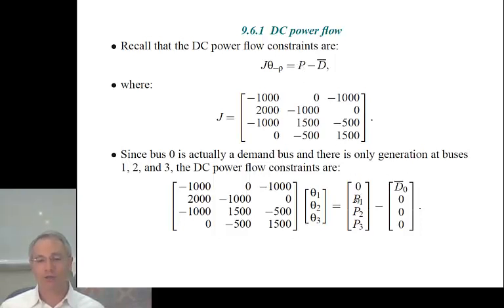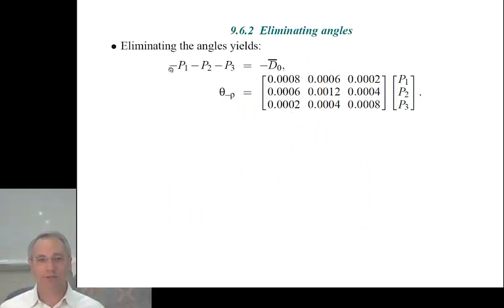The real power injections from the generators are at buses 1, 2, and 3, and there's no injection at bus 0. So we can write this down in the form J times the unknown angles is equal to this vector of generations minus this vector of demands. Eliminating the angles yields power balance and angles written in terms of the net injections everywhere except at the slack bus, and that means generations at buses 1, 2, 3.